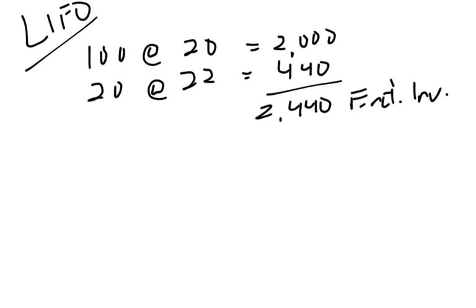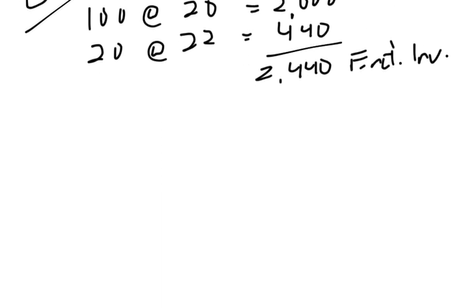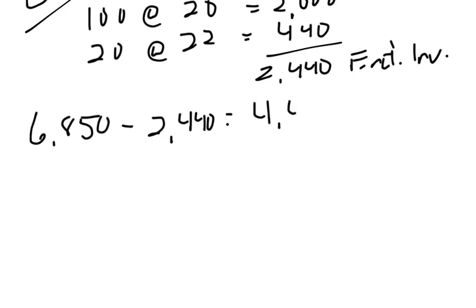All right, again, you can double check this, or if I just asked you for cost of goods sold right off the bat, we know that cost of goods available for sale was $6,850. If I subtract my ending inventory figure, then you can tell me that cost of goods sold should be $4,410. Now, I can prove that as well.